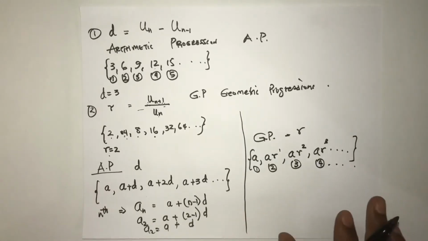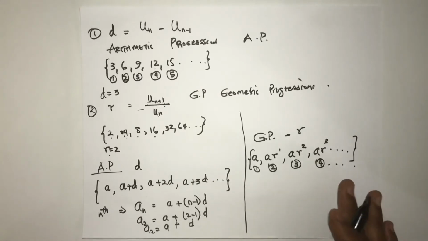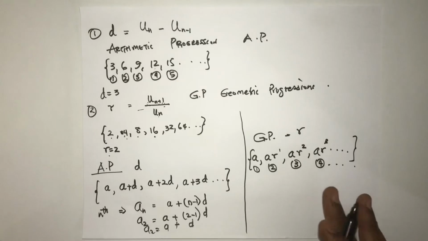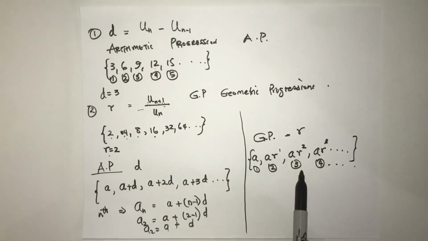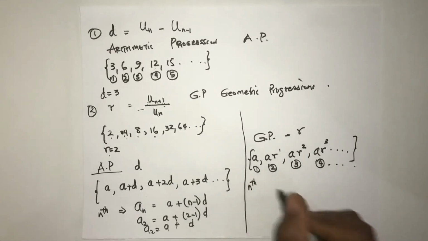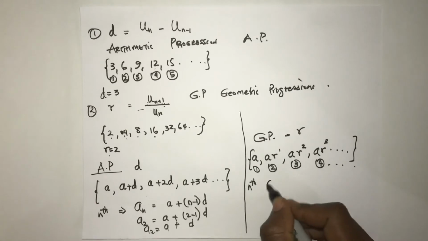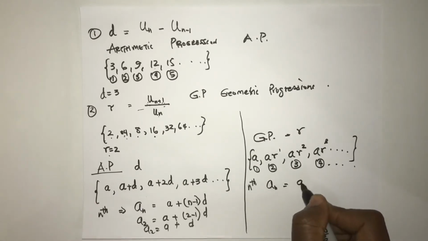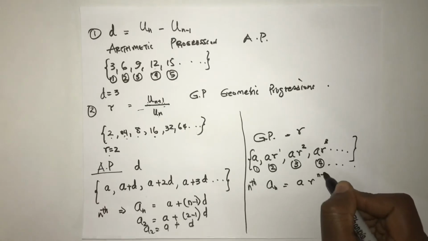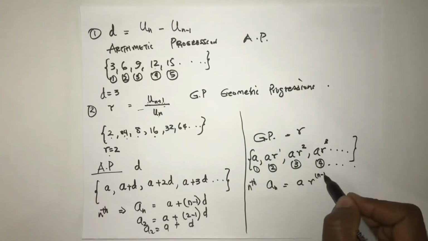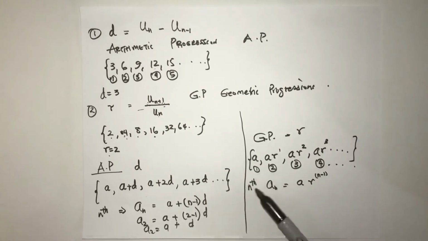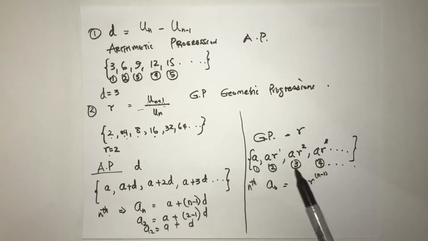Now, note that the common ratio can never be 0, because if the common ratio is 0, then we'll have a relatively empty set. Nothing would be there in terms of a sequence, right? So the nth term of the geometric progression GP can be given by an equals a r to the n minus 1 power. Looking at this, we can relate the two, because for the third term, n equals 3, so this would be 3 minus 1, which is 2. So this would be ar squared.